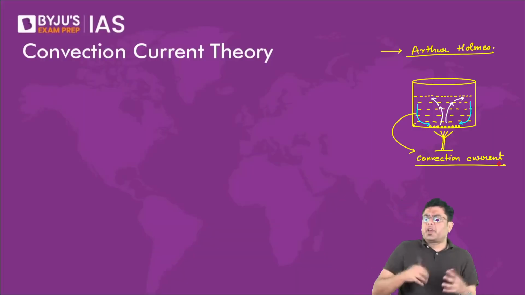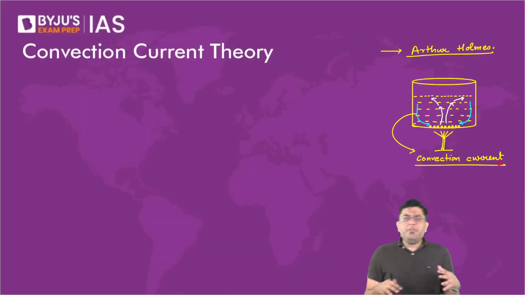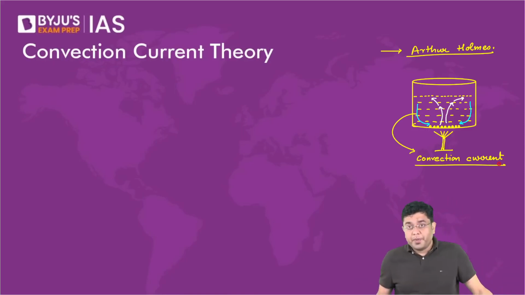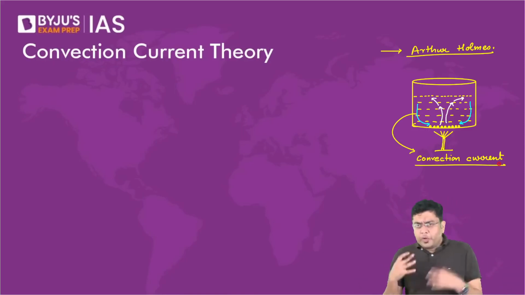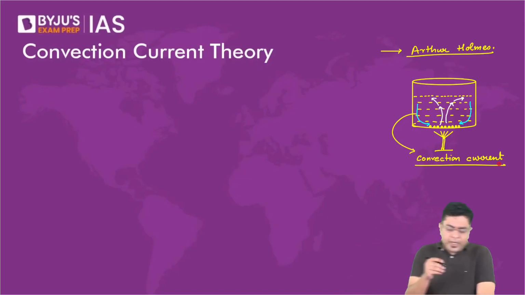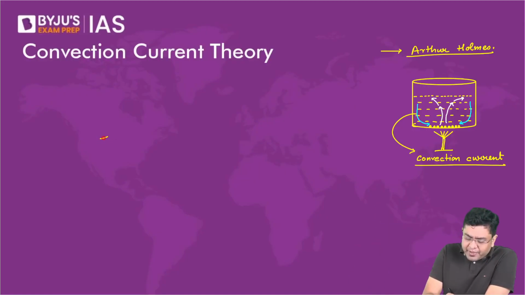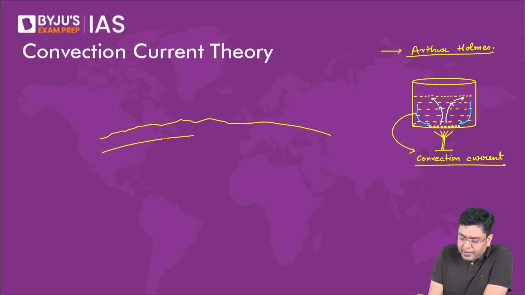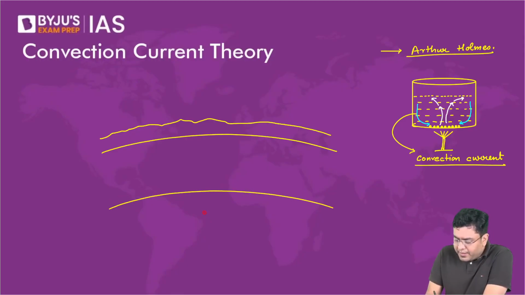Now, how is this convection current relevant when we talk about the planet Earth? I'm sure you are already associating it with the residual heat, but let me elaborate upon it. So let's suppose you have a crustal portion. Then you have the region of the mantle. And then you have the region of the outer core.